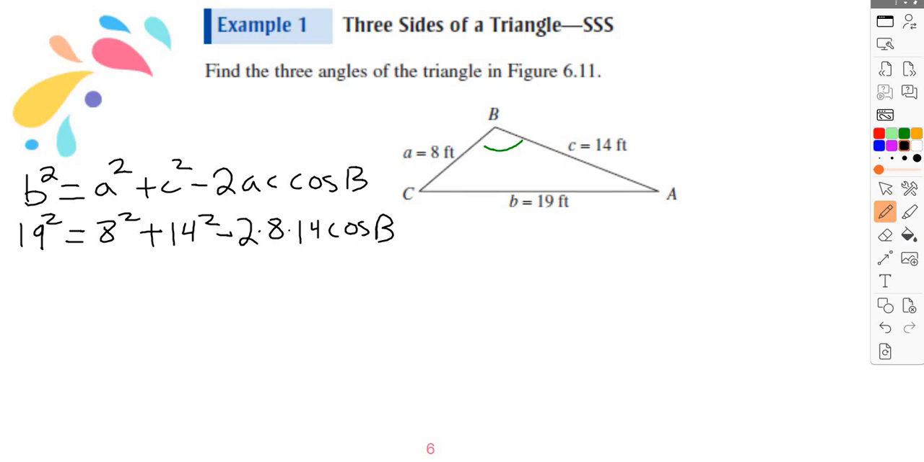So, first, what is 19 squared? Okay. And then 8 squared plus 14 squared? 216. And then 2 times 8 times 14?